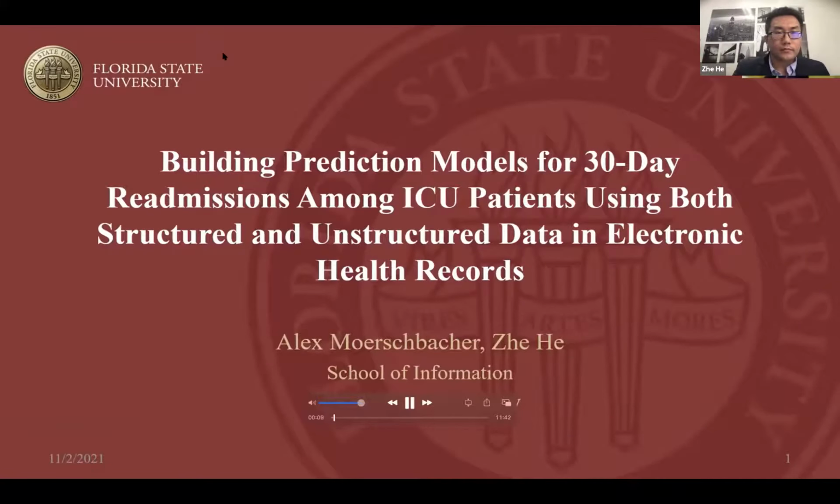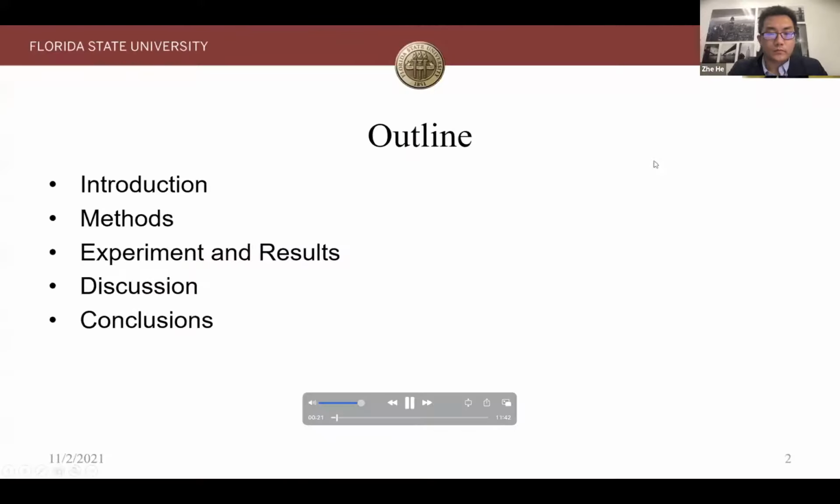Ha, and we'll be talking about building prediction models for 30-day readmissions among ICU patients using both structured and unstructured data in electronic health records. In this presentation, we will first talk about ICU readmissions and their importance as indicators of quality of healthcare, as well as the importance of building machine learning models using electronic health record data.